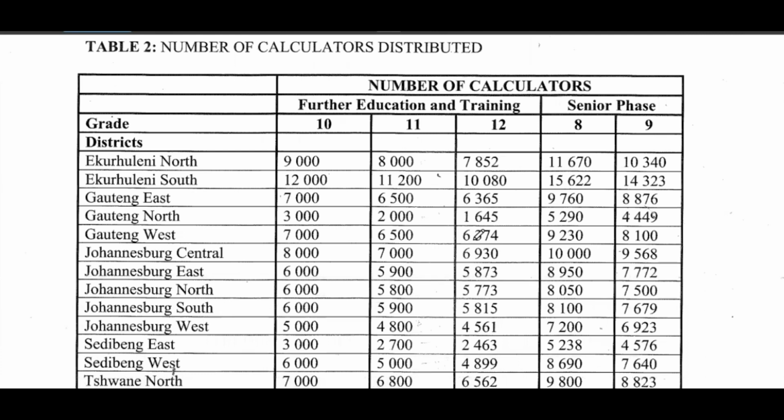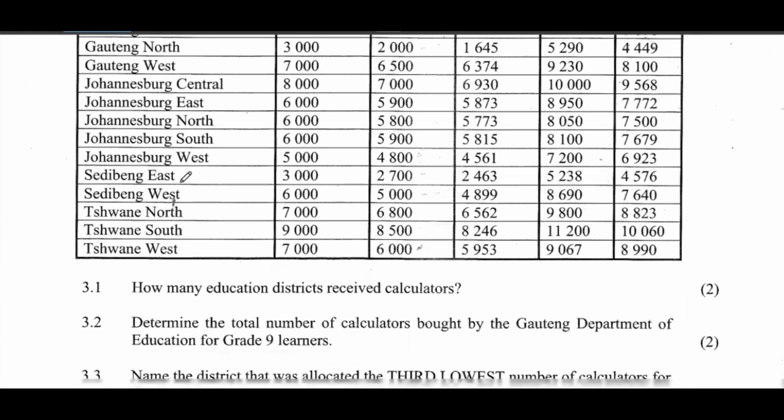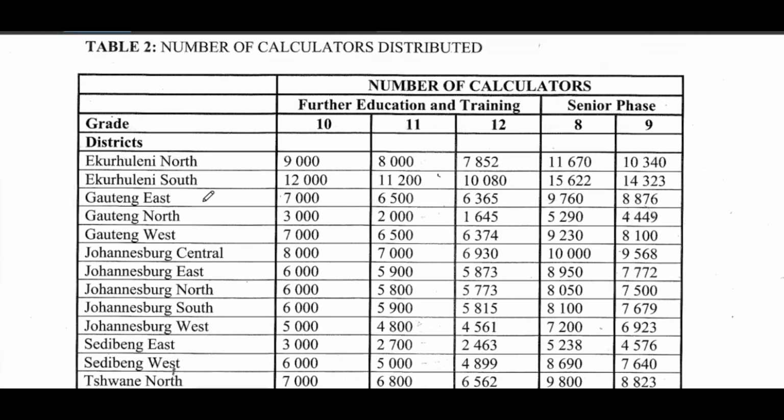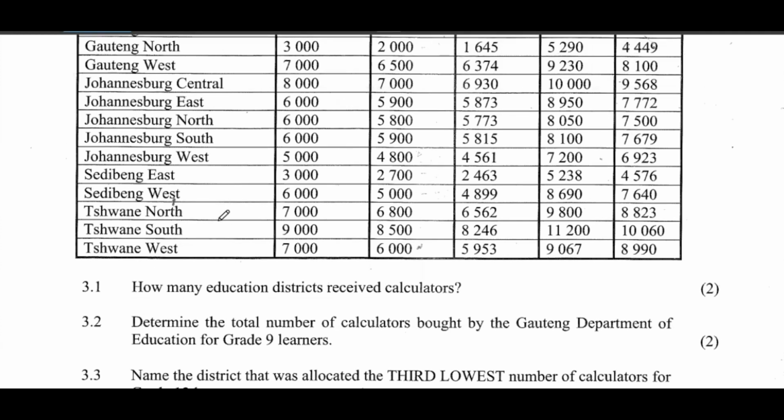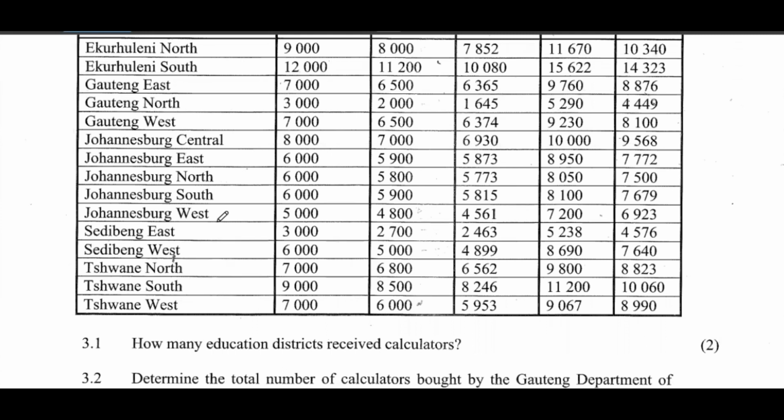The number of calculators distributed, they are here for grades 10, 11, 12, 8, and 9. The districts are down here as you see them. Together. All right, now they ask you, how many education districts received calculators? Definitely you're going to count this, but don't repeat a district. Together, but no district is repeated.